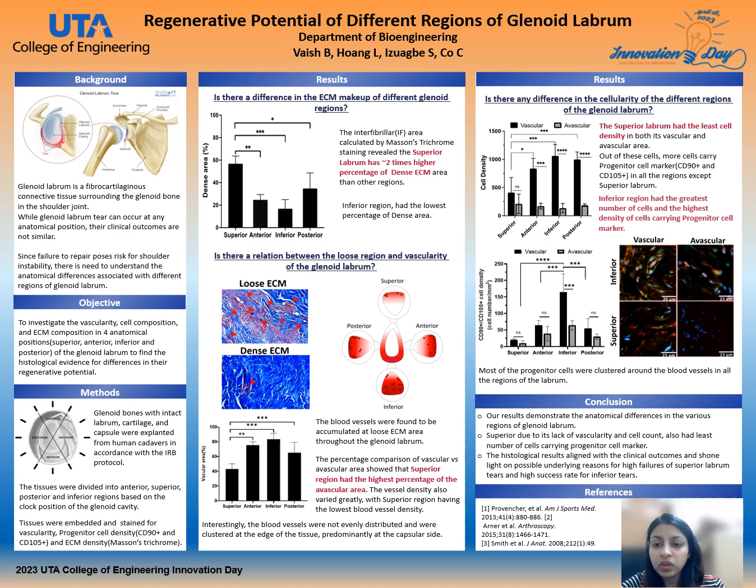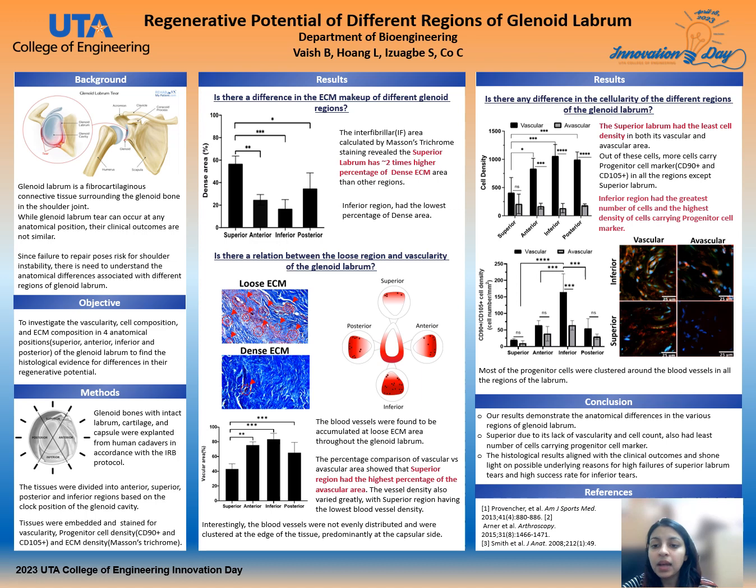Next, what we wanted was to look into the general cellular makeup, especially the progenitor cells, because those will be the main components responsible for the regeneration of new tissue after the tear. What we saw was that the majority of the cells of the glenoid labrum were around the vascular area of the tissue, and the avascular area had little to no cells associated with it.